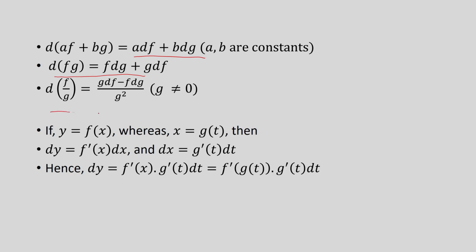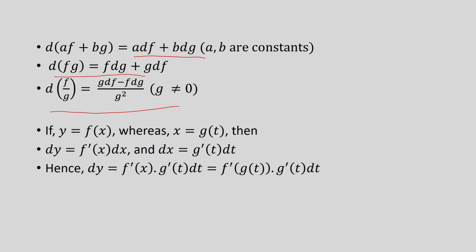and then you get the quotient rule kind of thing here. D of f divided by g is equal to, this is a ratio, in the denominator you have g square, right, which means that g cannot be equal to 0. On the numerator you have g multiplied by df minus f dg. So, these are the rules of differentials.